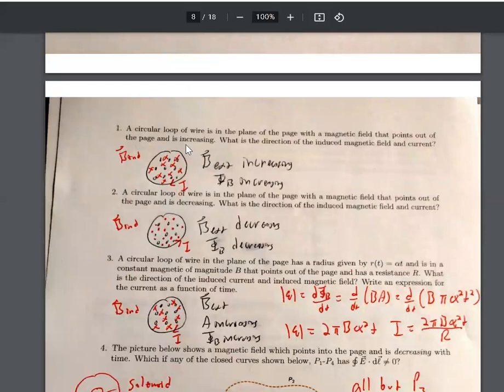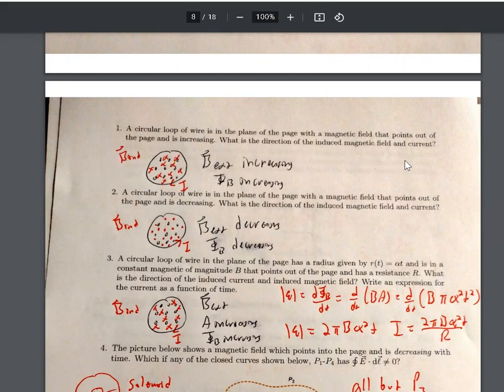All right, short answer. A circular loop of wire is in the plane of the page with a magnetic field that points out of the page and is increasing. In black here, I've drawn the external magnetic field, and it's increasing. So if it's increasing and the area and the angle are staying the same, that means the flux is also increasing. There's more flux coming out of the page, and our loop doesn't want there to be more flux. So it creates its own magnetic field, its own flux that points in the opposite direction. So our induced magnetic field points into the page.